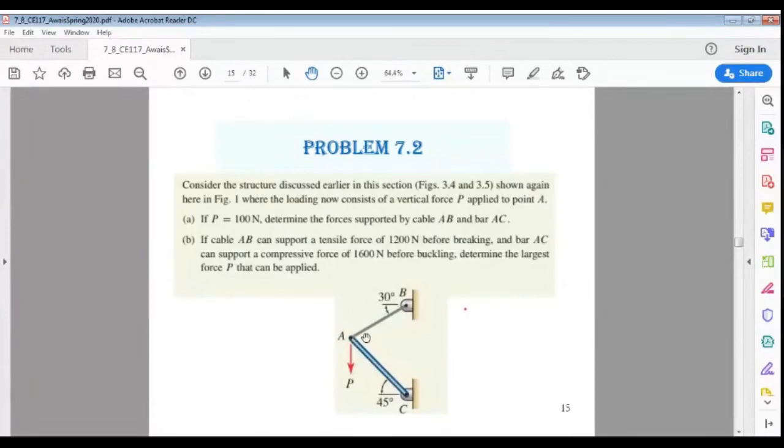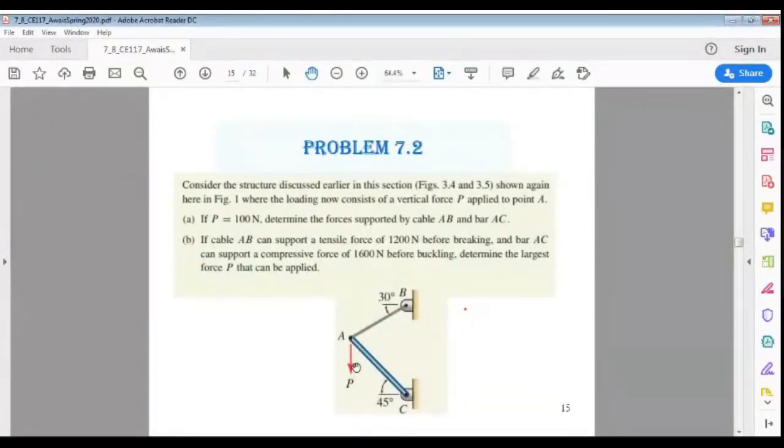So what is the safest load P that I can apply on this structure such that there is no failure in member AB and in member AC? In order to prevent the failure, what is that safest maximum load that I can apply on this structure? Again, in order to solve this problem, draw the free body diagram and write down the equilibrium equation.